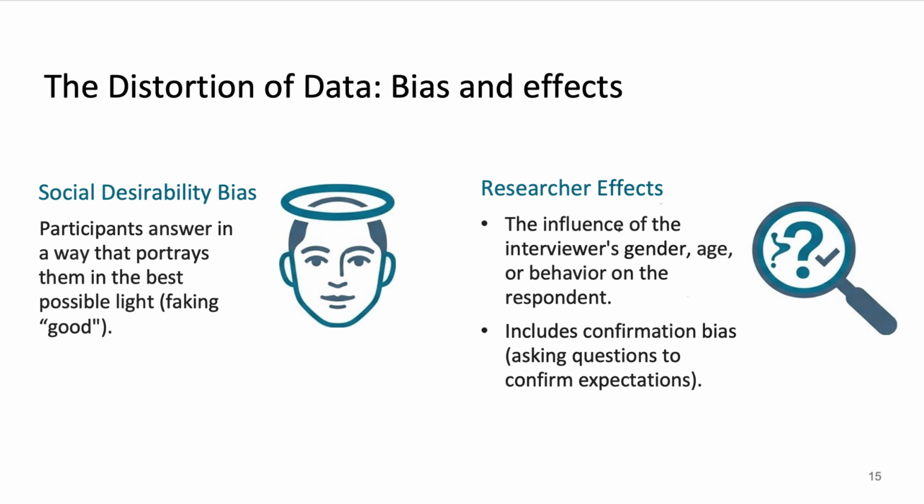This is the influence of the interviewer's own traits, like their age, gender, or even subtle body language. This often includes confirmation bias, where a researcher accidentally asks leading questions just to confirm what they already expect to find. So, how do we fight these biases?